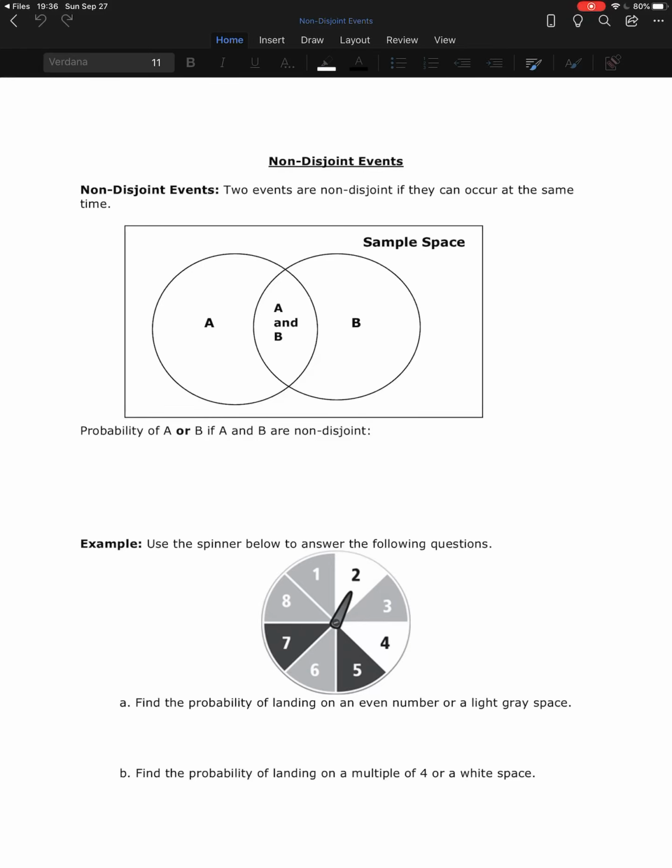Okay, so we looked at disjoint events, two events that could not happen at the same time. Now let's look at non-disjoint events. So these are events that can happen at the same time. If we look at our depiction of this, notice we have the circles for A and B, but they overlap each other, meaning that some of the outcomes in A would also be in B.